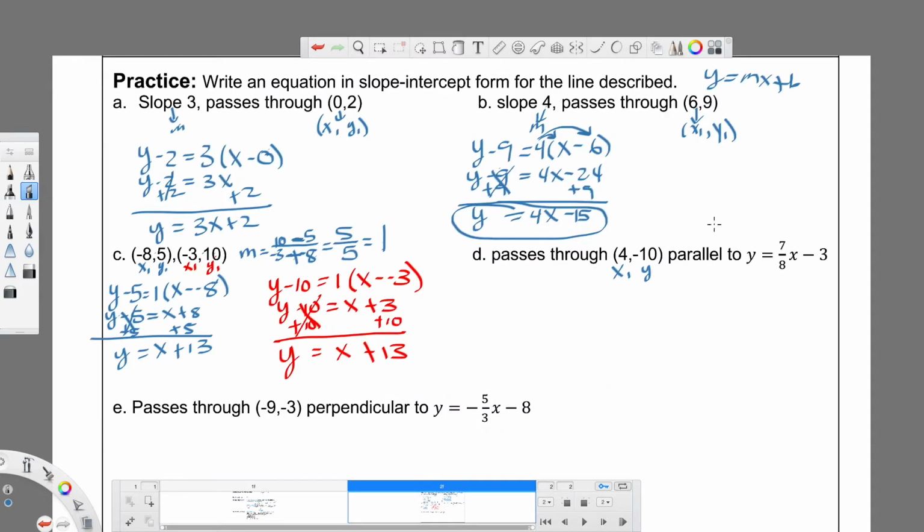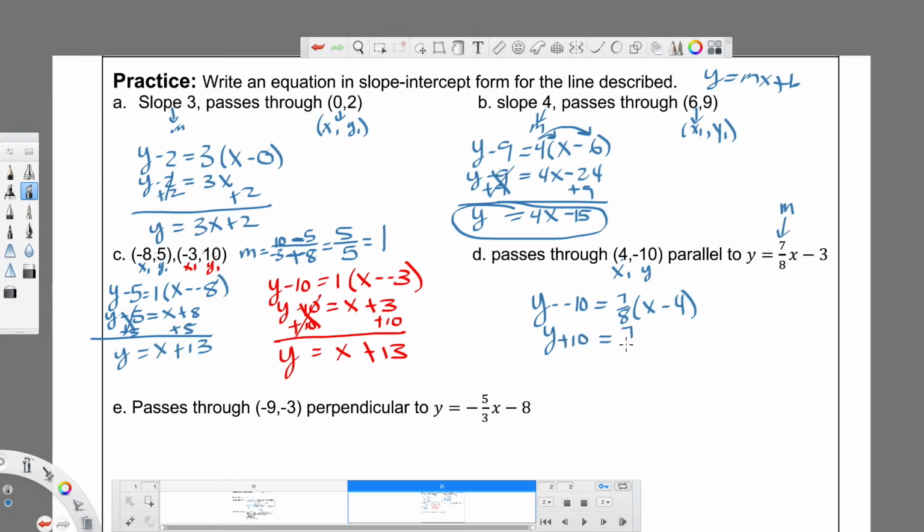All they want us to do here is grab the slope. Remember, that's always next to the x. So this is our m. So they're giving us this entire equation just so that we can grab that slope. So now we're going to plug it in. Y minus y1 equals our slope, which is 7/8, times x minus x1, which is 4. All right. Minus negative, this is going to turn into a positive.